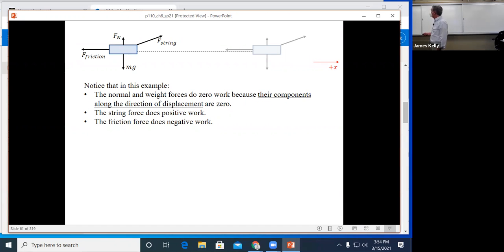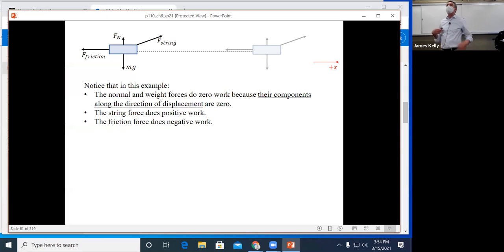Okay, so just to sum up, the normal force and the weight force, we didn't do that in this example, they do 0 work because their components along the direction of displacement are 0. The string force does positive work, and the friction force does negative work.